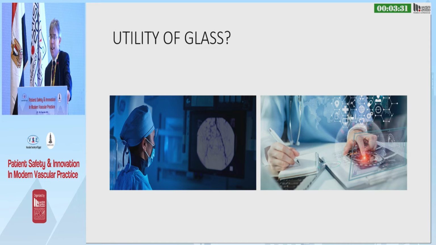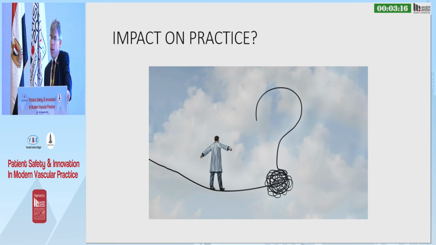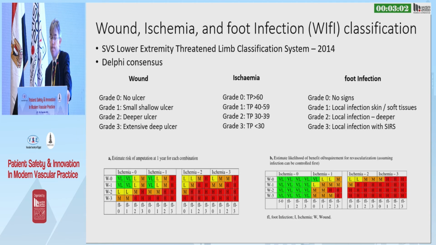What about the utility? I think it's still early days for this. It certainly has a role within academic publications and research, to allow us to grade and classify the types of disease that people are treating. Do I think it will impact practice? I think that's early days. If some better prospective data comes out, then yes, we may start to use this within our day-to-day clinical practice to guide our practice.